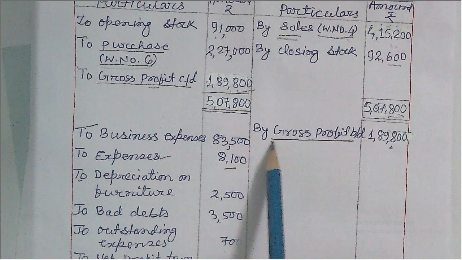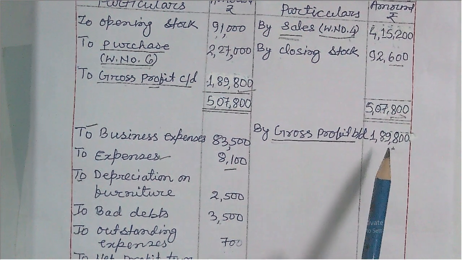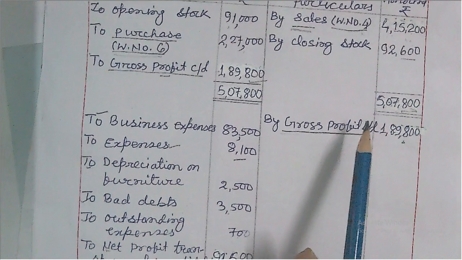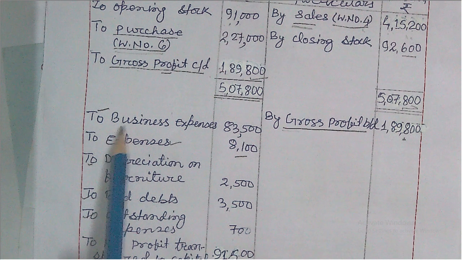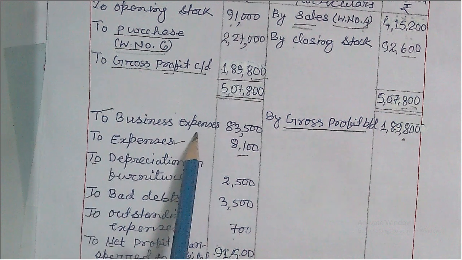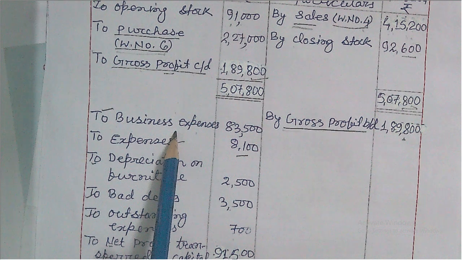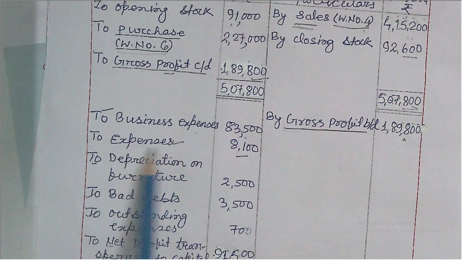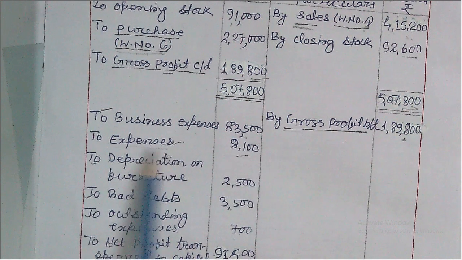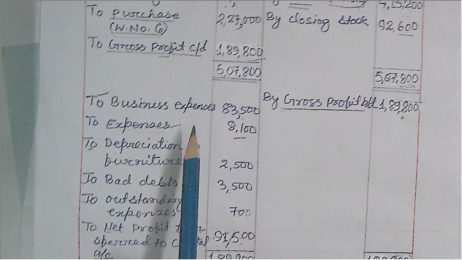This is the gross profit brought down, 1,89,800, and now all the other expenses which are given are to be recorded. So business expenses, indirect expenses, and this is the expenses. If you see in the bank account on the credit side, you will find 83,500 expenses. This is the cash book, cash account. When you see the cash account, there is 8,100 on the credit side.